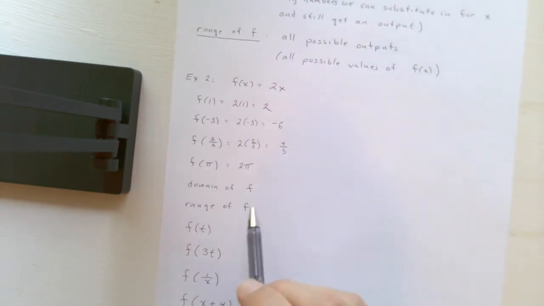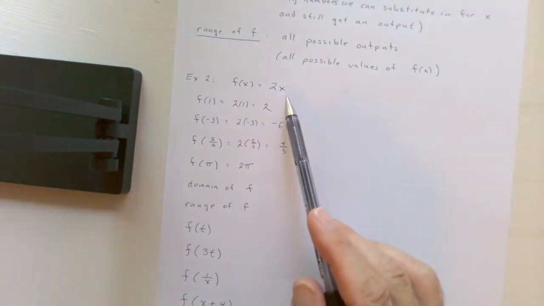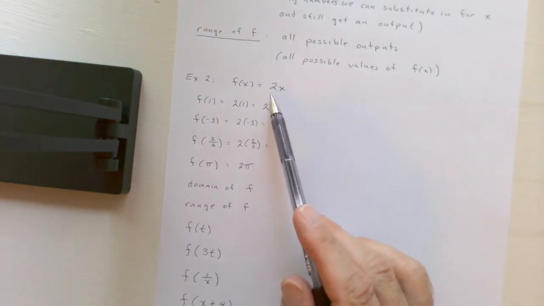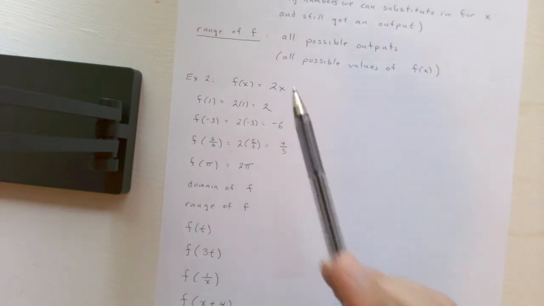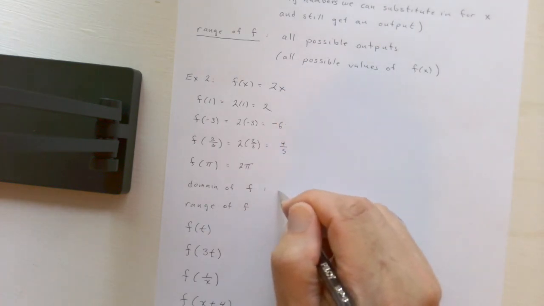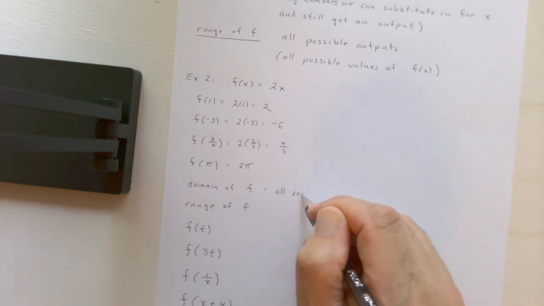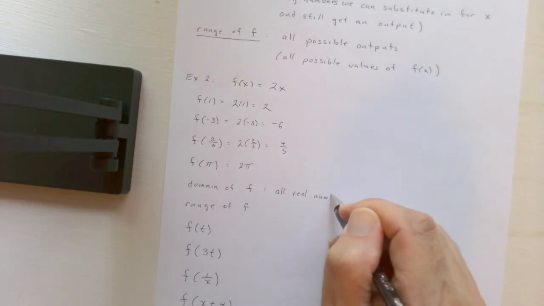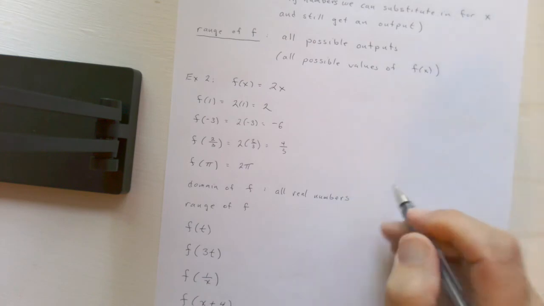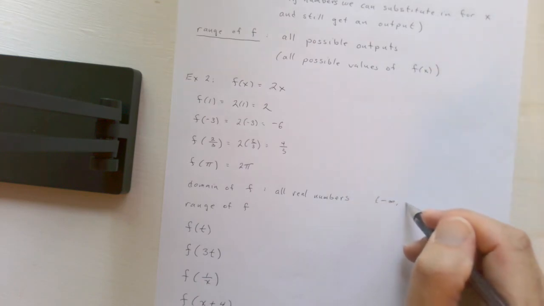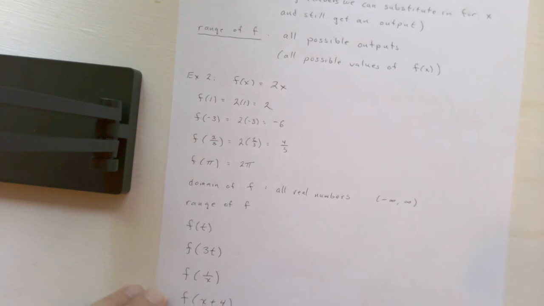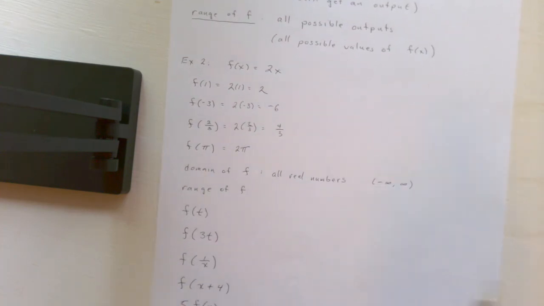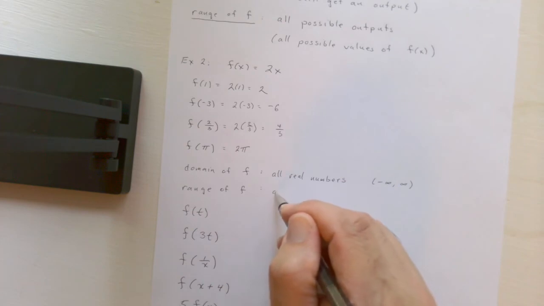And the domain of this function, well, we can take any real number and always multiply it by 2, right? There's no number that we can't plug in for x and get another number, right? So the domain of f would be all real numbers. Okay, which we can also denote by this interval notation, negative infinity to positive infinity. And if you think about this, the range of f is also going to be all real numbers.